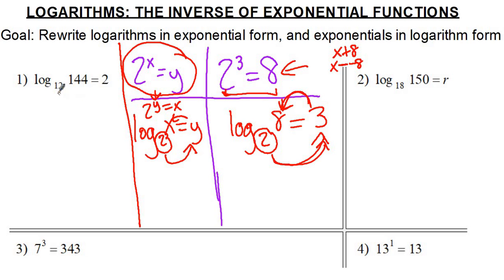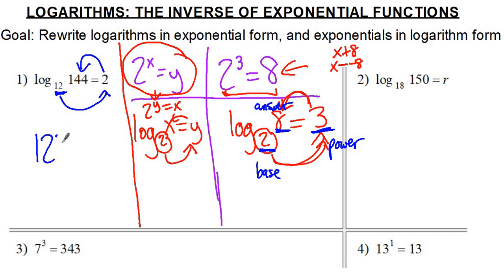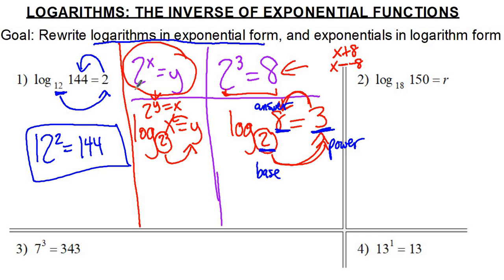So remember, the pattern is that this number is the base. Let me write that right here. That number is the base. This number right here is the power, and this number right here is the answer. And that's how we write something in logarithm form. So this number raised to that power equals that answer. So we would say 12 to the second power equals 144, and that's all they asked us to do. They said rewrite logarithms in exponential form. Well, that's exactly what we just did.